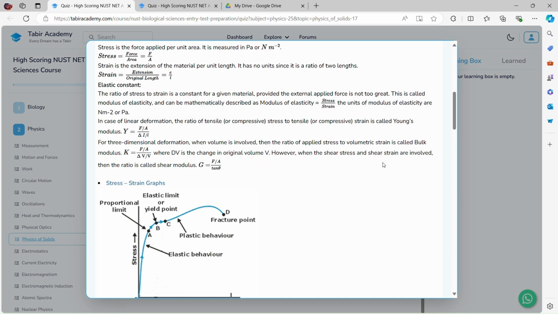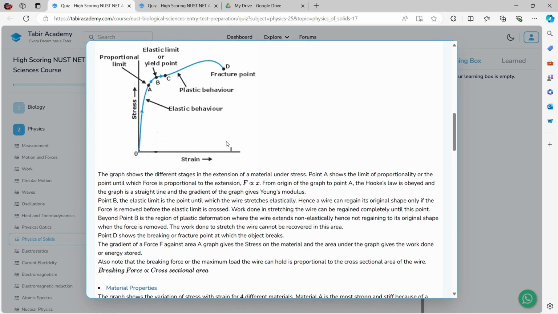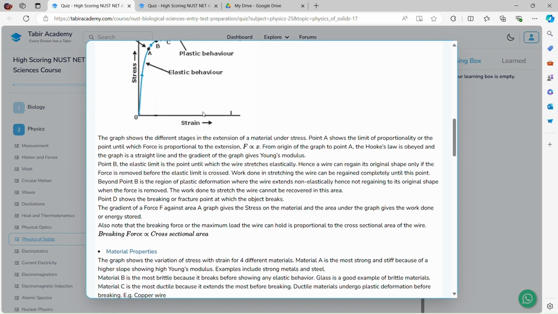However, when the shear stress and the shear strain are involved, then the ratio is called shear modulus. G equals F over A over tan theta. Stress strain graphs. So this is your proportional limit, this is your elastic limit, or yield point, elastic behavior, plastic behavior. This is your fracture point. This is your stress strain graph.